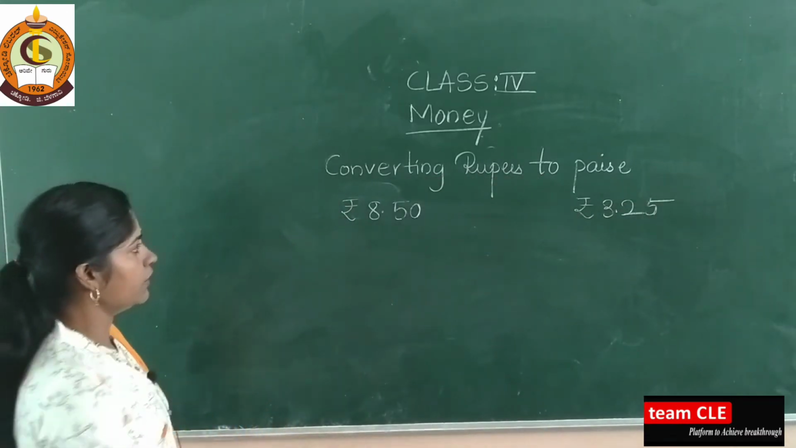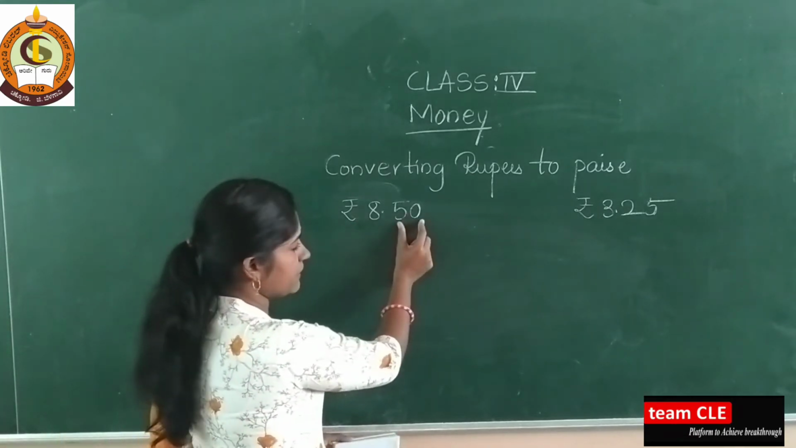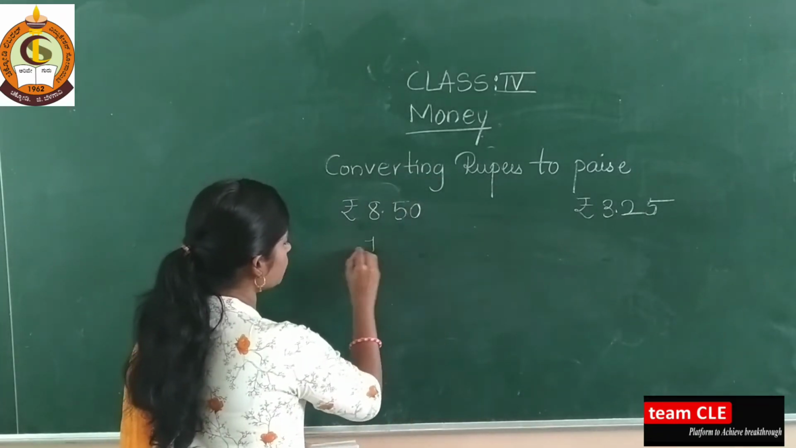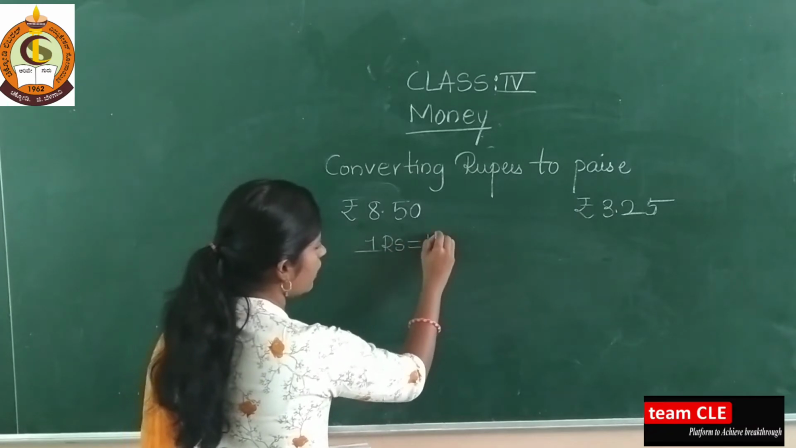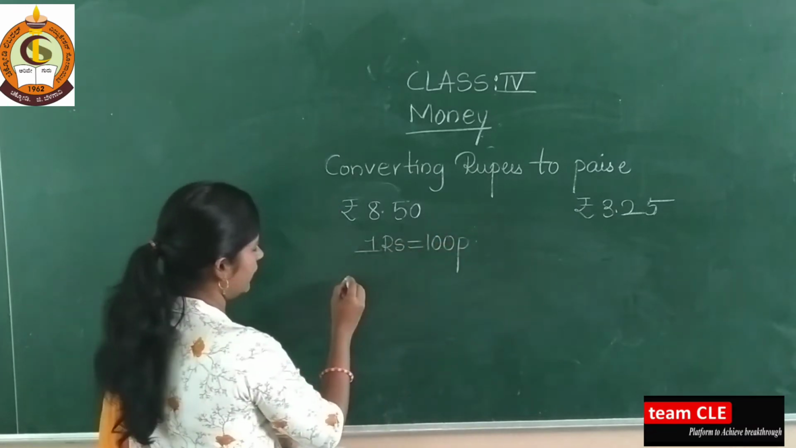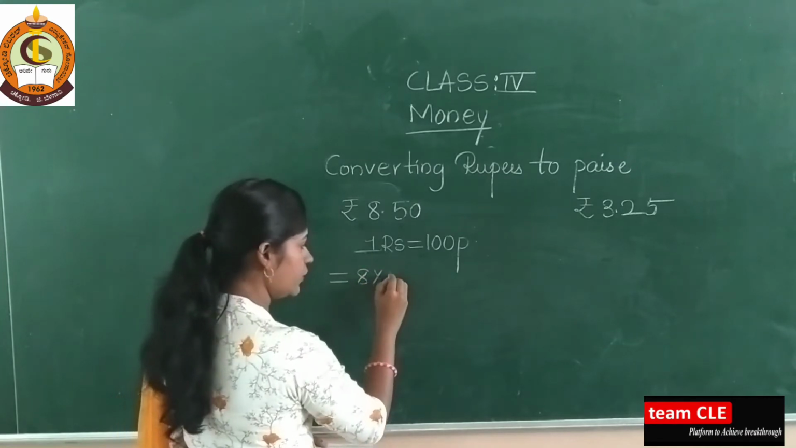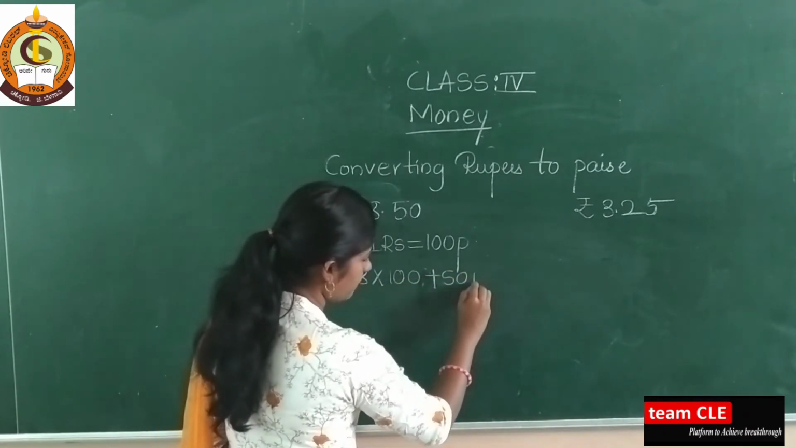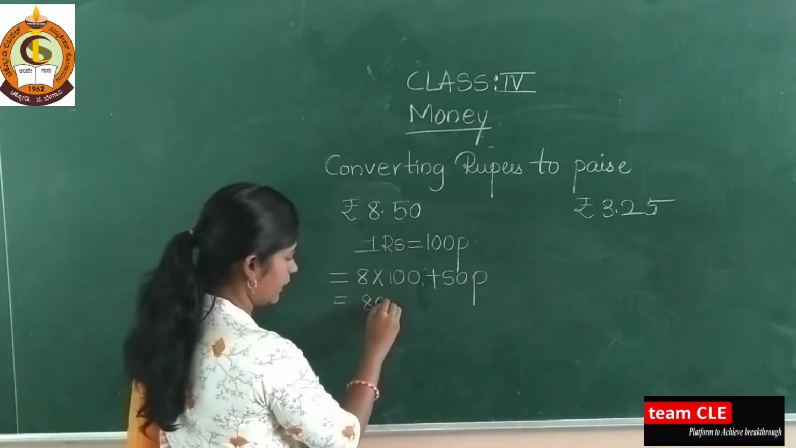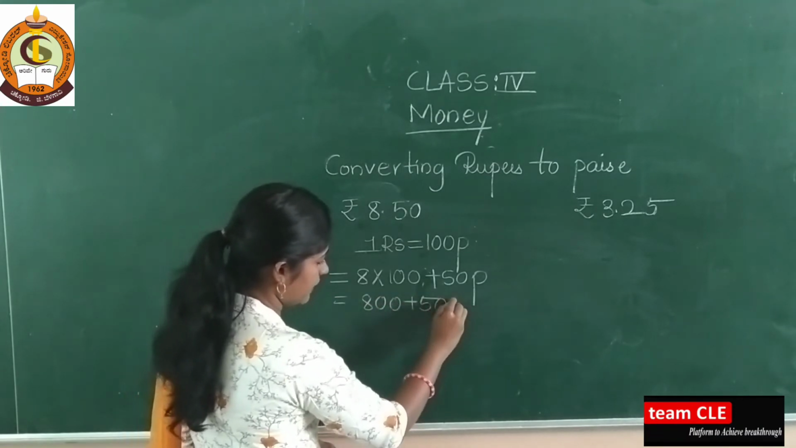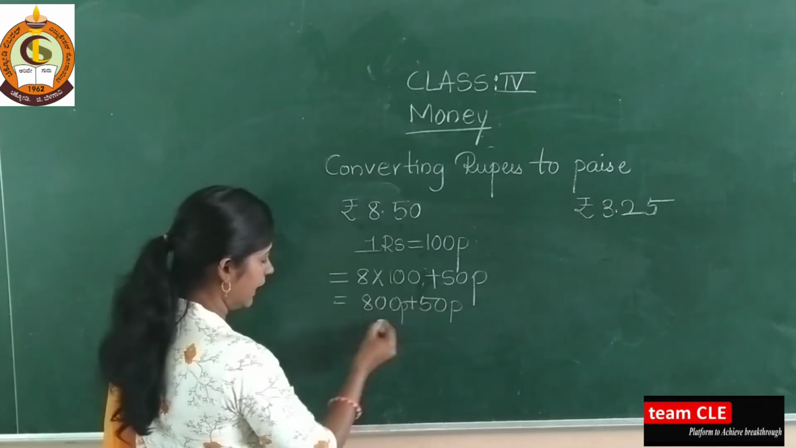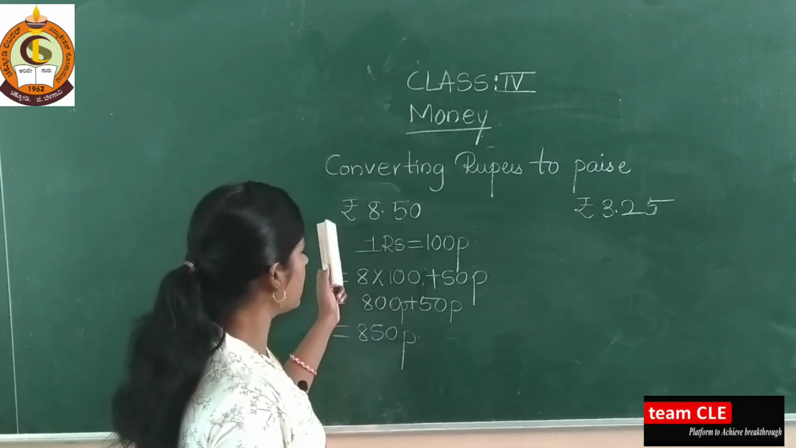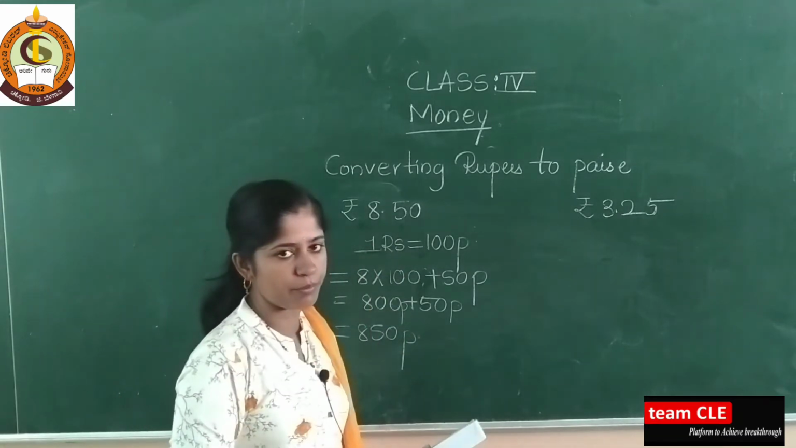Here also the same procedure. This represents the rupees, this represents the paise. So take here 1 rupee is equal to 100 paise, and 8 rupees is equal to 8 into 100 paise, 8 into 100 plus 50 paise. 8 hundreds are 800 plus 50 paise. Okay, so this is also in paise. 800 plus 50 is 850 paise. So after converting, 8 rupees 50 paise is 850 paise.